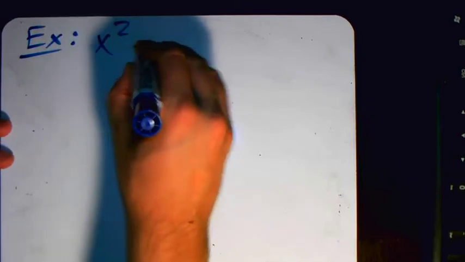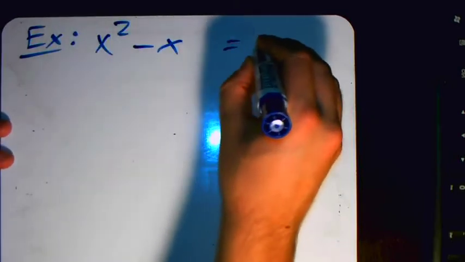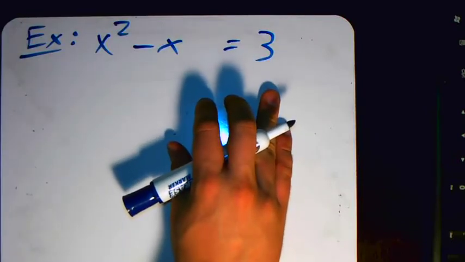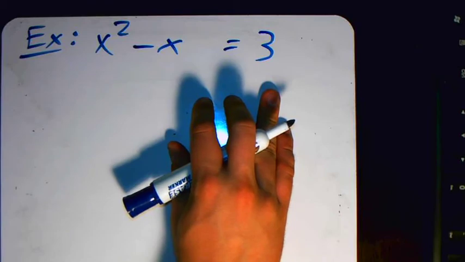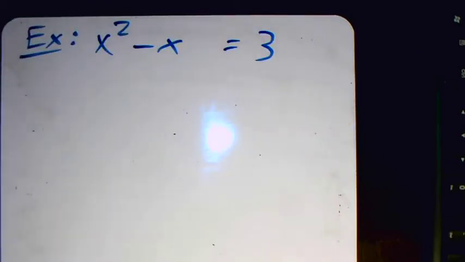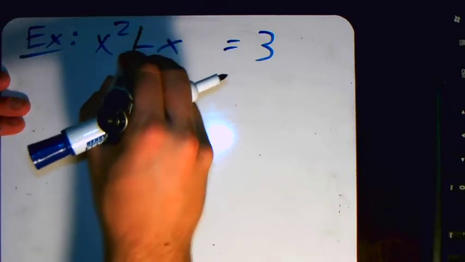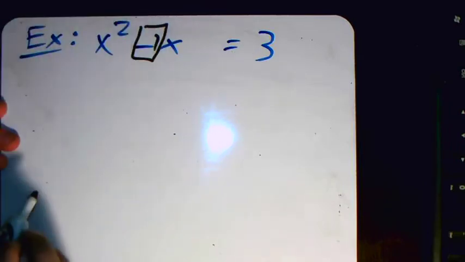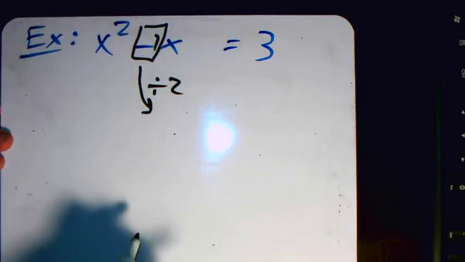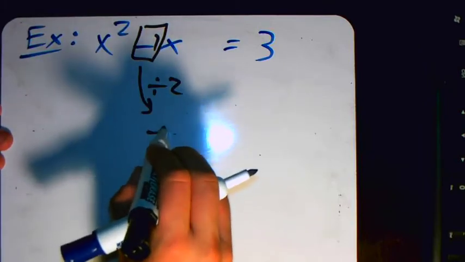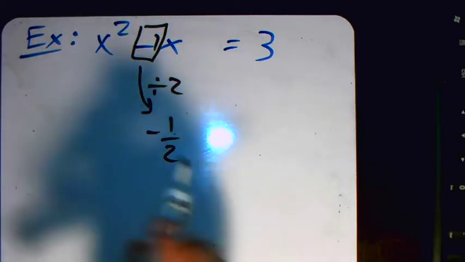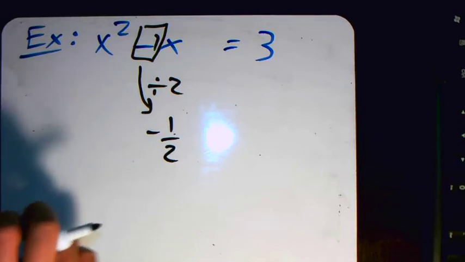x squared minus x equals 3. Now in this example, it's not equal to 0. The first step is already taken care of for us. We have our x's on the left and the numbers by itself on the right. So I'm going to take the term that is in here, which is a negative 1, and divide it by 2. This gives me the fraction negative 1/2. If you want to use decimals, it'd be negative 0.5, but start getting used to using fractions.